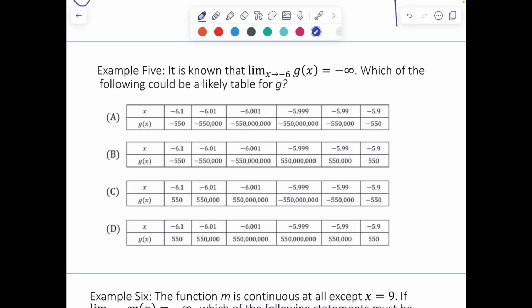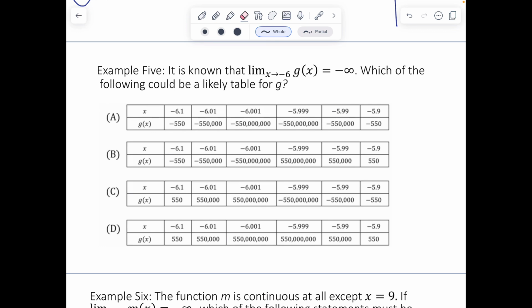Example 5 says, it is known that the limit as x approaches -6 of g of x equals negative infinity. Which of the following could be a likely table for g? So this is saying -6, and there's no left hand or right hand, it's not -6 minus or -6 plus. So as I look at this table, from both directions, the numbers should be getting closer to negative infinity, which means we should be noticing the numbers getting smaller and smaller.